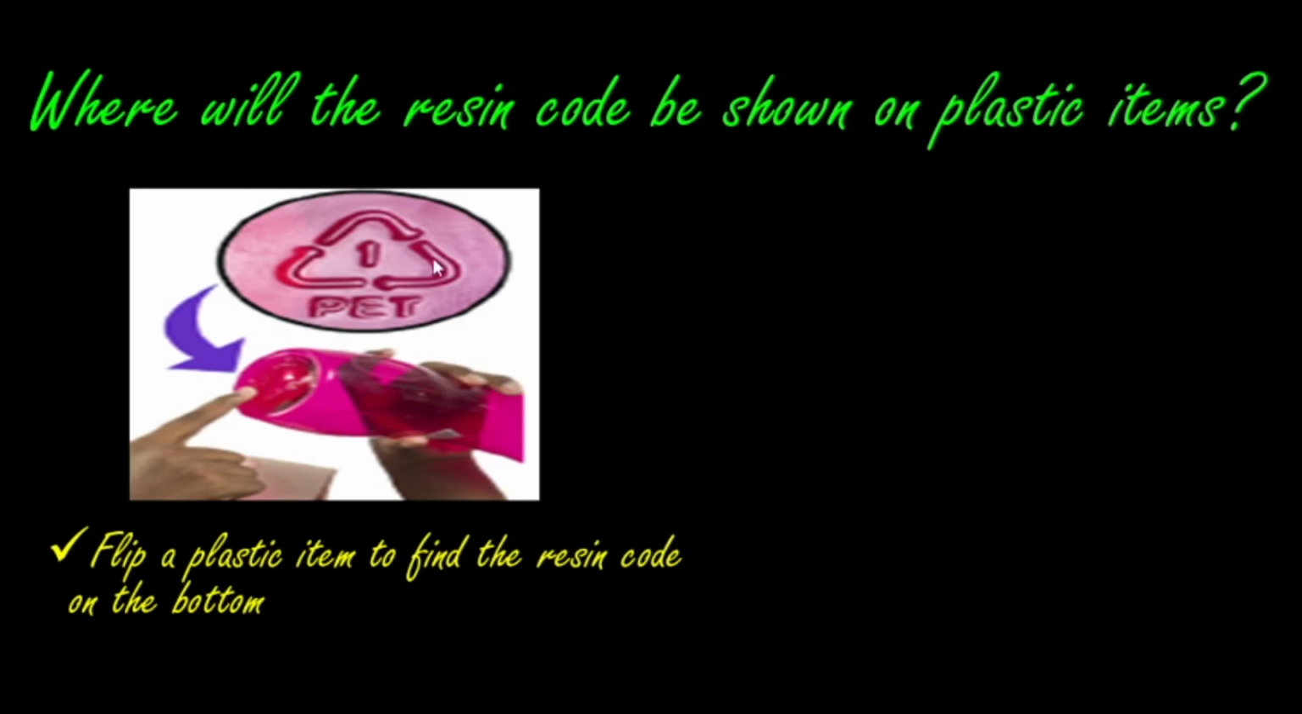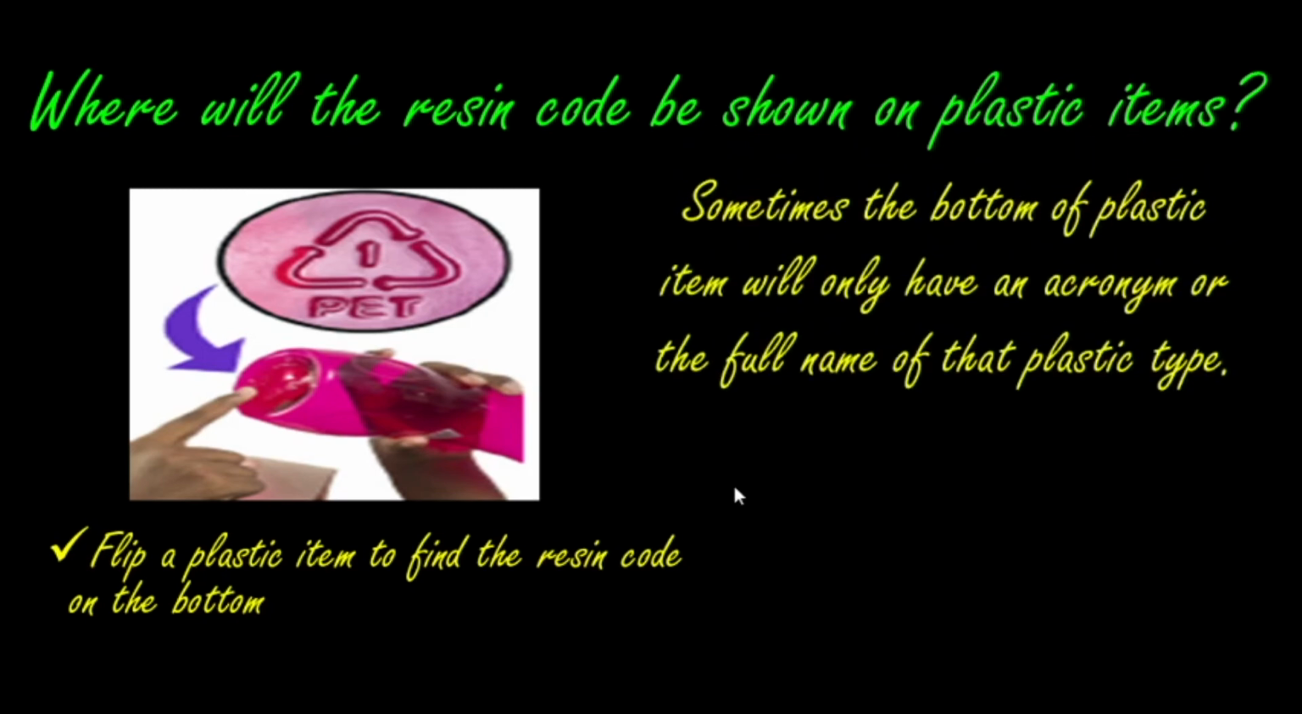Okay, it is placed within the triangle, or else PET, which we have just discussed, polyethylene terephthalate. So by knowing this, we can identify which type of polymer is used. So the first way is to find out the resin code at the bottom of the product.